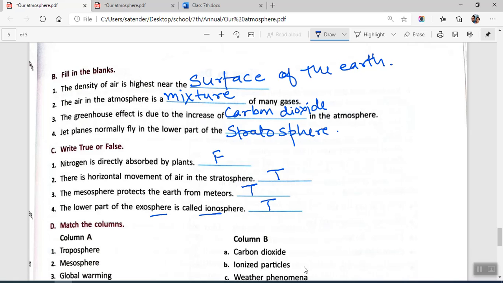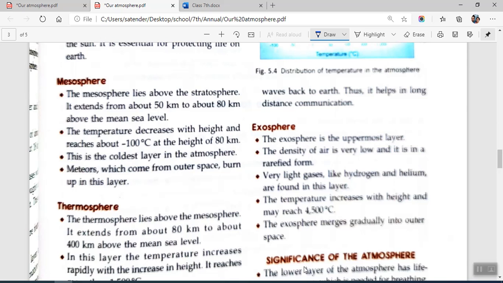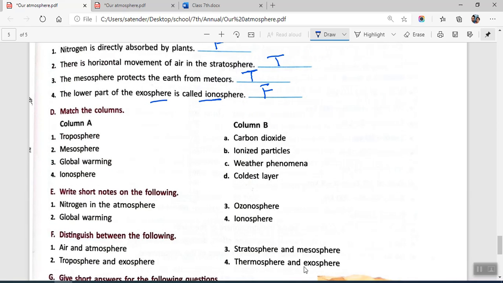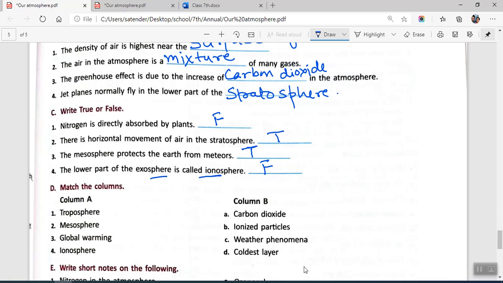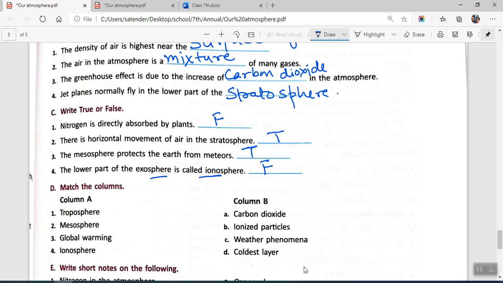Hold on a second. Let me just check. This ionosphere should be a different one. This is exosphere. Is this? No, this is thermosphere. So this one would be false. Actually, I was having a doubt about it. All right, so the first one is false, second is true, third is true, and fourth is false because ionosphere forms a part of thermosphere. Lower part of thermosphere is called ionosphere, so that will be a false statement.